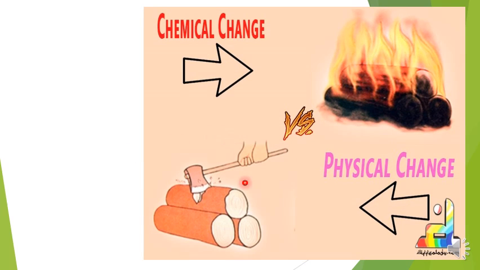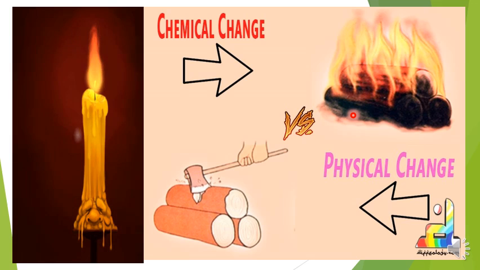Let us see here. Cutting of a log is a physical change. Only the size becomes small here. Whereas burning of a log is a chemical change. Here heat is produced, gas is produced, and a new substance, ash, is produced. So it is an example of chemical change.